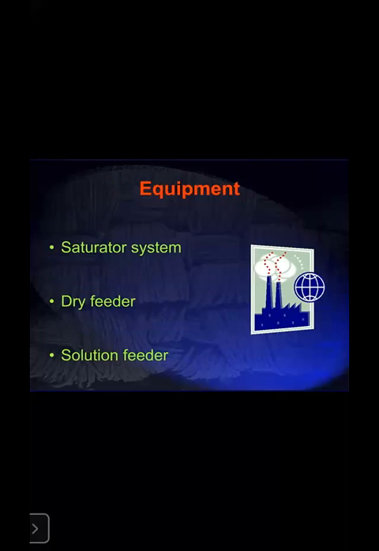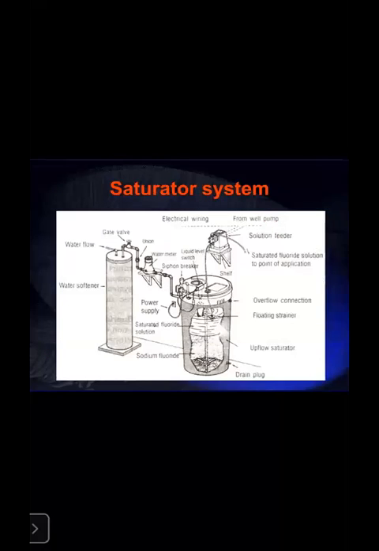Now, there are various systems which can be used to incorporate the fluoride. It is not as simple as mixing sugar in water. It is not that easy. Correct? So there are various systems to add sodium fluoride or any fluoride compound in the community drinking water. These are the systems: saturator systems, dry feeder systems, solution feeder. There is no need to go in depth. I will just show you photos of the various systems.